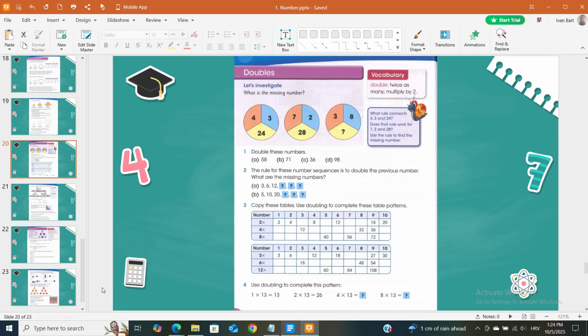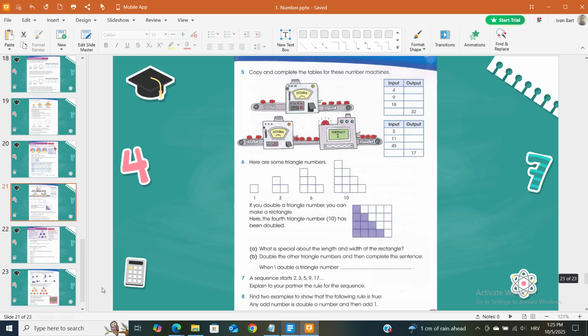Number 1, 2, 3, 4, 5. 2x: 2, 4, 8. 4x: 12. 8x. Number 1. 3x: 3, 6, 12. 6x: 18. 12x. 4. Use doubling to complete this pattern. 1 times 13 equals 13. 2 times 13 equals 26. 4 times 13 equals ? 8 times 13 equals ?